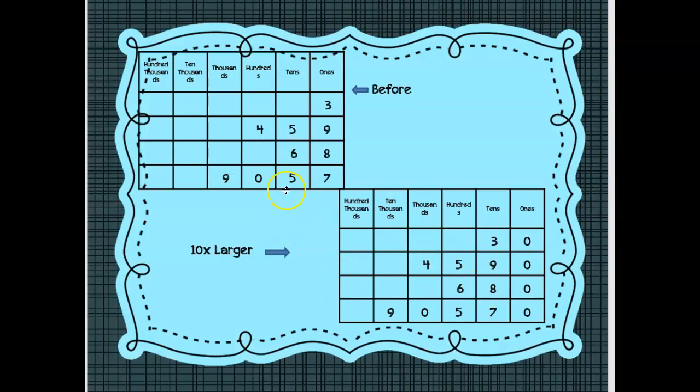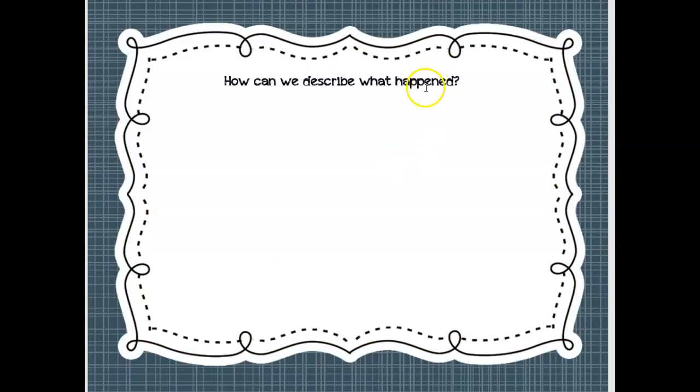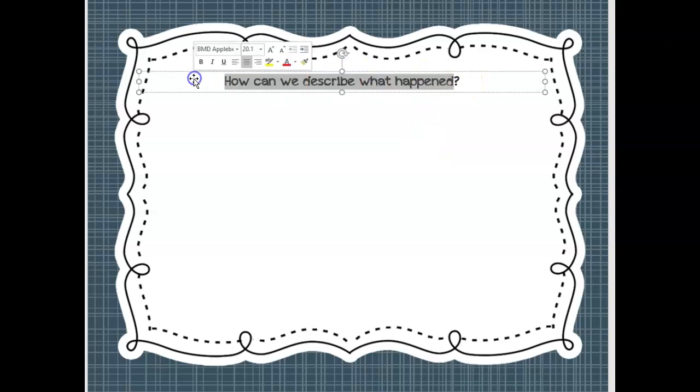And here's a chart to see what it looks like when you add those zeros to the ones place, or you multiply times 10, to make it 10 times larger. So here's your 3, and when you make it 10 times larger, it becomes 30. And then 459 becomes 4,590, 68 becomes 680, and 9,057 becomes 90,570. So what we really are going to do, I'm going to go to this next slide and show y'all.